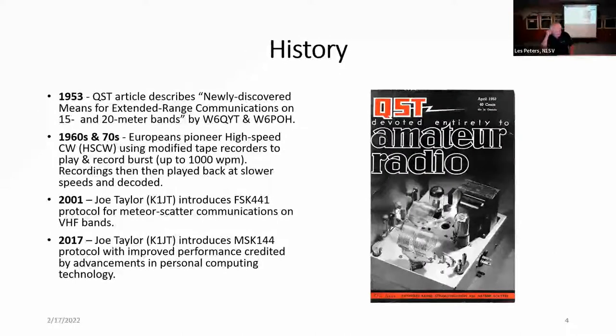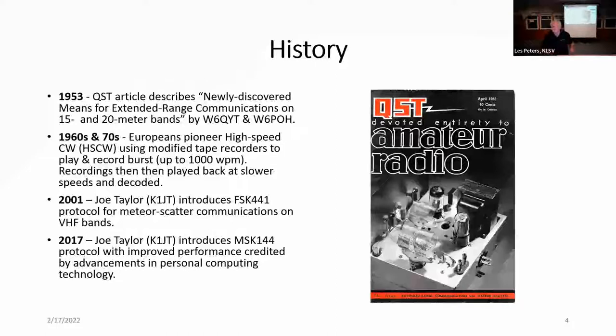So a little history. As far back as 1953, there were reports of meteor scatter. So here's a cover from QST from '53, and I don't know if you can see that, but the very bottom says, this issue, extended range communications via meteor scatter. It's basically an article about two California hams that were on, I guess, 15 or 20 meters, and apparently like a dead band, and they were able to work each other. And they, I think, discovered for the first time what meteor scatter was. So that was like the first time.